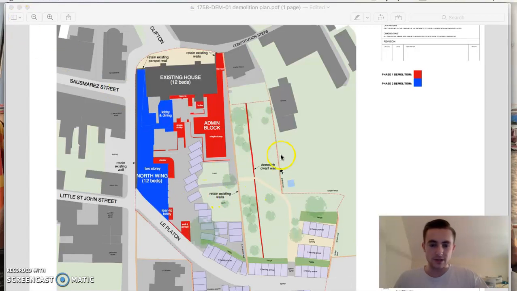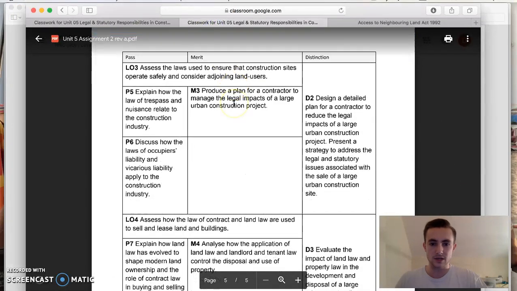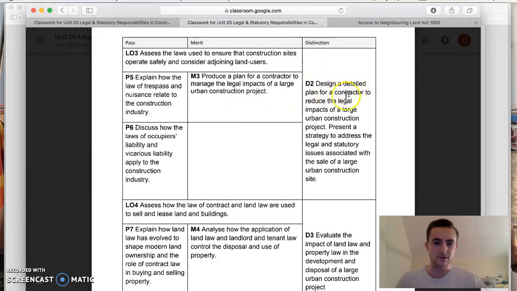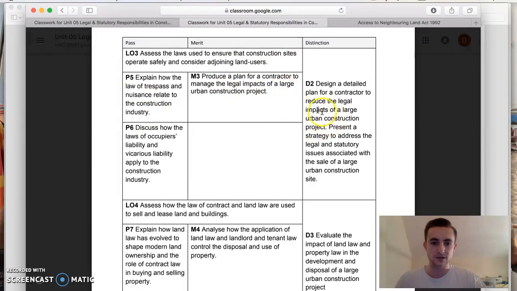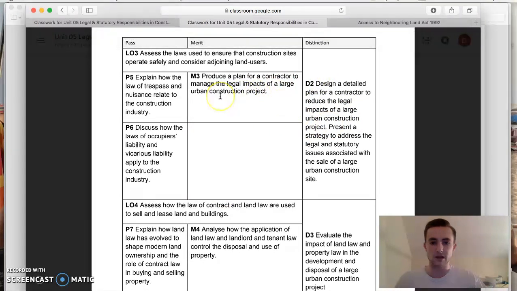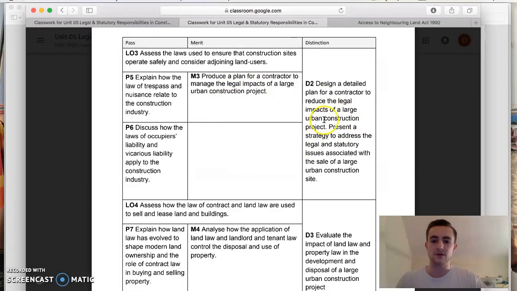So I believe that's pretty much it for my strategy, and I believe that I've designed a detailed plan for the contractor, because I've stated all the possible legal impacts for the large urban construction project. I've also presented a way of reducing and nullifying, and in some cases just preventing altogether, the legal impacts that I've stated.